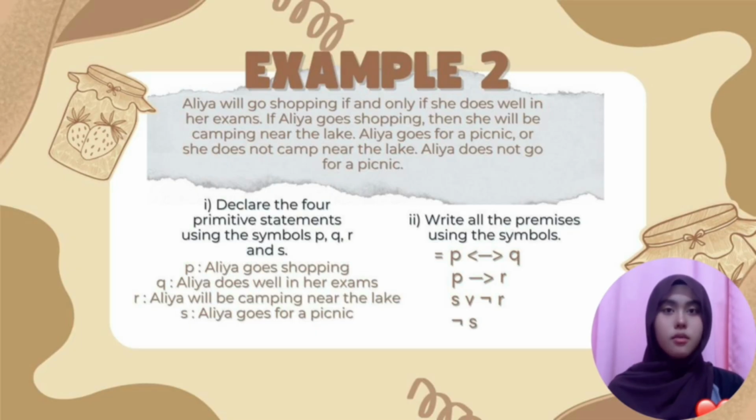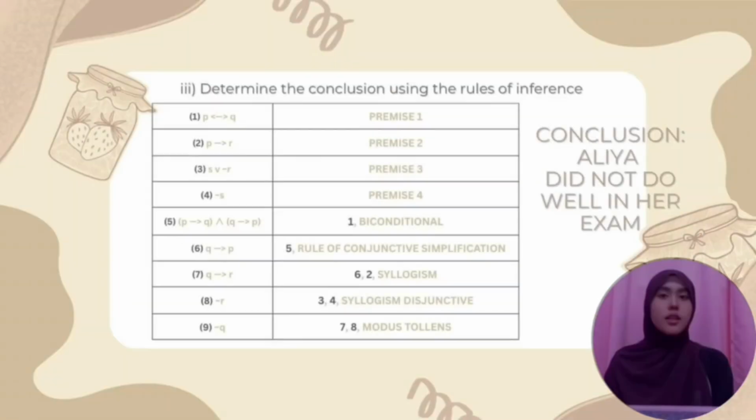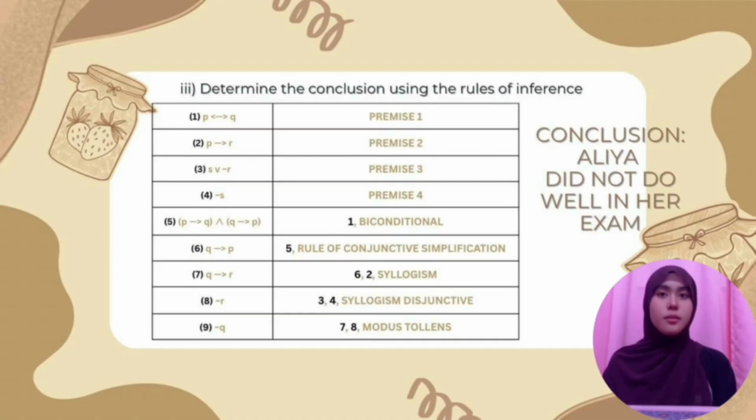Next question is to write all the premises using the symbols. P implies Q and Q implies P for premise 1, P implies R for premise 2, S or not R for premise 3, and lastly not S for premise 4. The last question, we determine the conclusion using rules of inference.